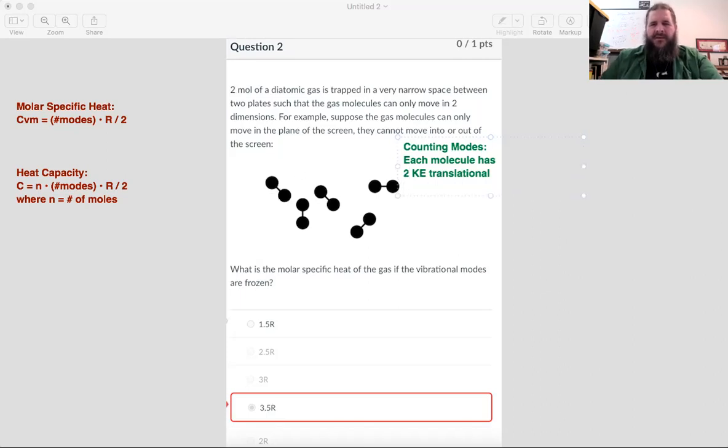But that's not the only way this molecule can move. How else would this molecule be able to move? Like, for instance, this molecule can move in the sense of translational motion in the x direction and the y direction, but it can also move in a rotational sense. It can spin around its own axis. So how many rotational modes would you expect this molecule to have?